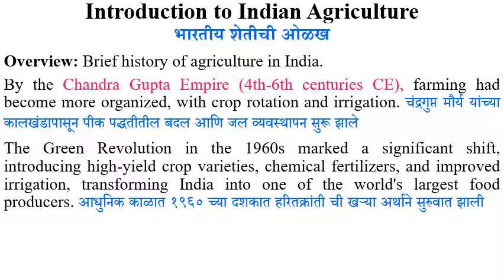From the empire of Chandragupta, farming had become more organized with crop rotation and irrigation systems. The irrigation system started at the empire of Chandragupta Maurya, and in modern days, in the 1960s, when the first green revolution started, the modern agriculture era started.